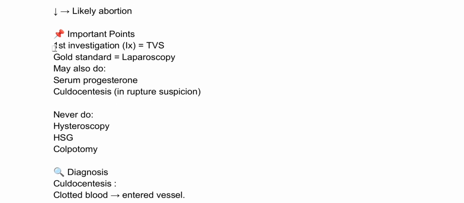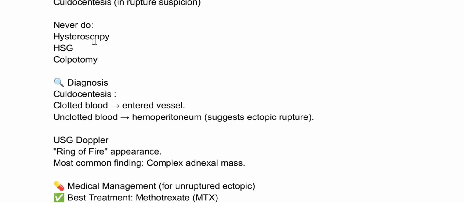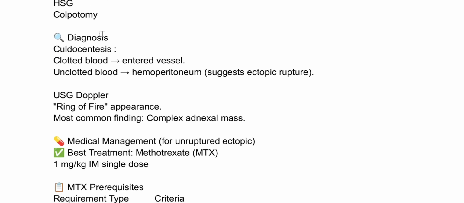Now, important point is first investigation or investigation of choice is always TVS. Gold standard is laparoscopy. You can also do serum progesterone or culdocentesis, but we will never do hysteroscopy, hysterosalpingography, or colpotomy. Now, diagnosis. Diagnosis is by culdocentesis. Culdocentesis is aspiration of fluid from the pouch of Douglas. So, if you get clotted blood, it means that your needle had entered a blood vessel. And if you get unclotted blood, it means a case of hemoperitoneum.